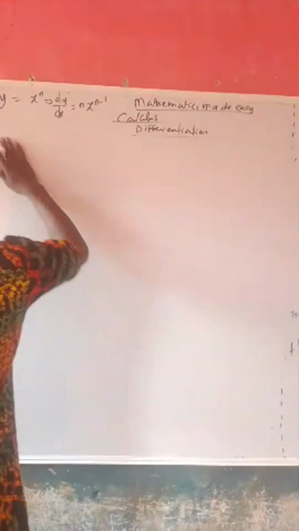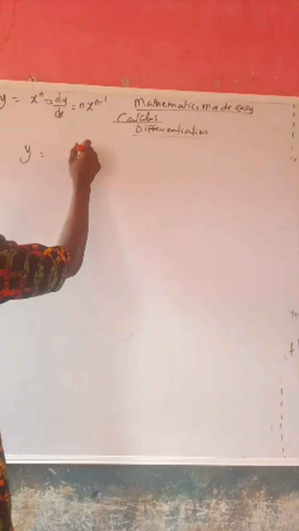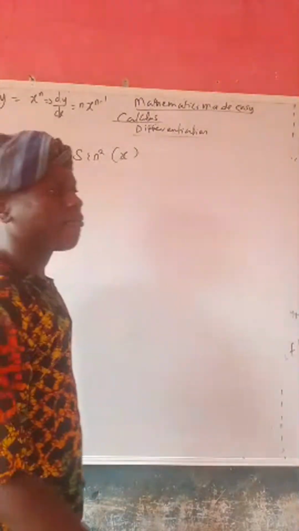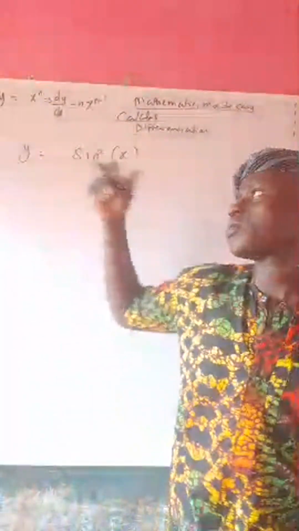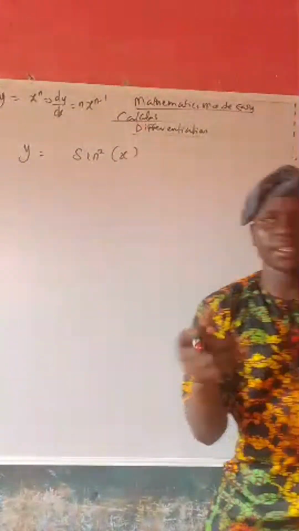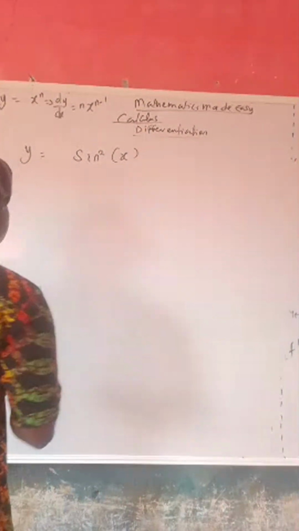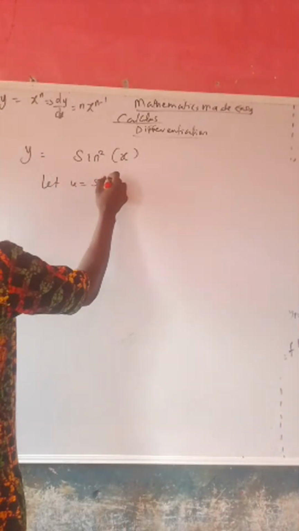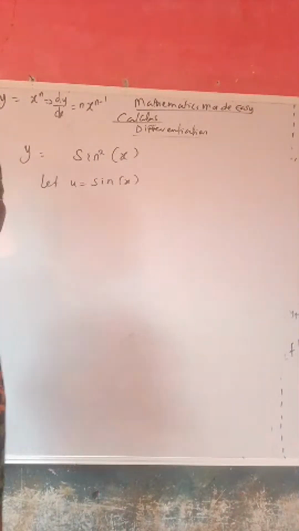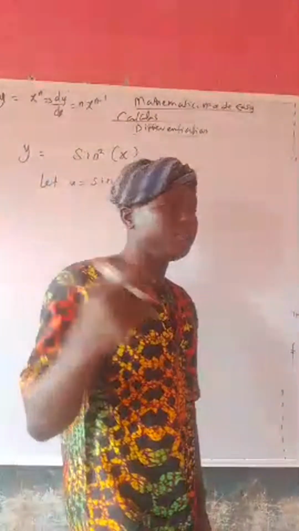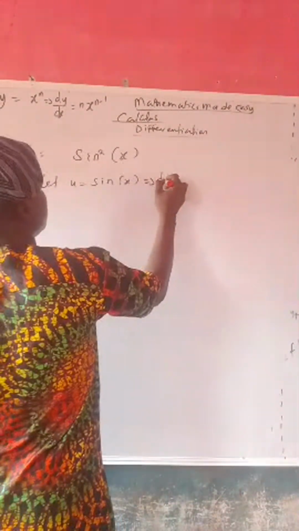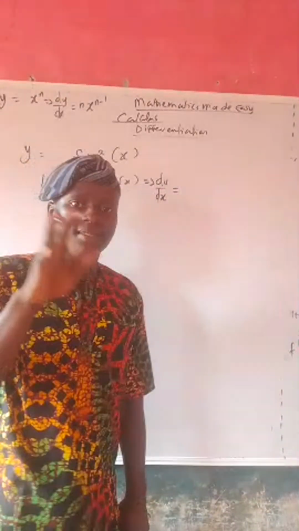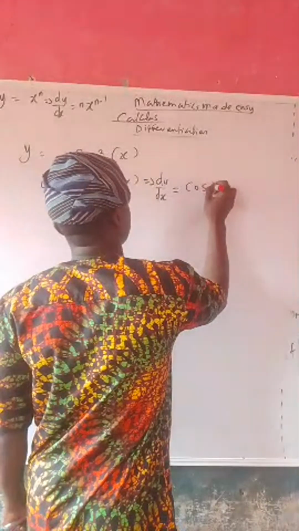If you have y equals sine squared x, look at this, how do you differentiate it? That's cool. You mix up your substitution. You say let u be equal to sine x. Then you find du/dx. So du/dx will be equal to what? If you differentiate sine x, you are going to get cos x. So this will be equal to cos x.